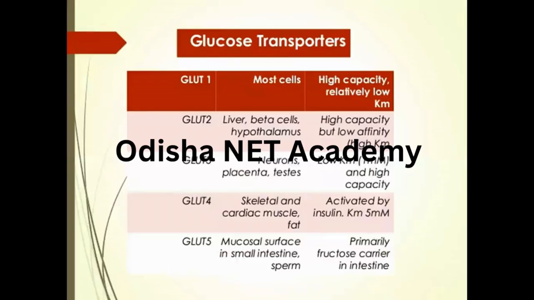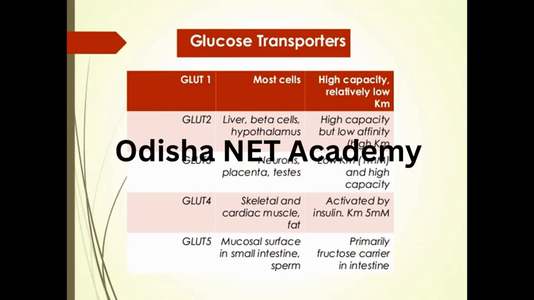GLUT transporters include GLUT1, GLUT2, GLUT3, GLUT4 and GLUT5. GLUT1 is seen in most cells and has high capacity to transport glucose, with a relatively low Km, which means its activity is high. GLUT2 is present only in beta cells, liver cells and hypothalamus, with high capacity but low affinity due to high Km. GLUT3 is present in neurons, placenta and testis; a low Km value means high affinity.